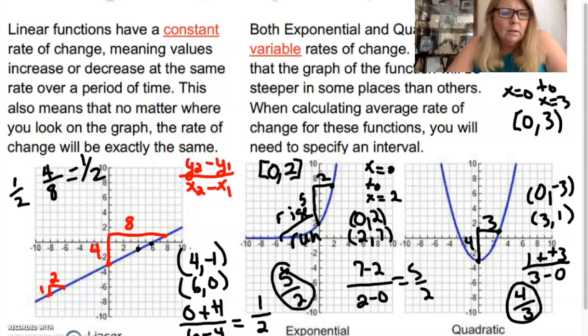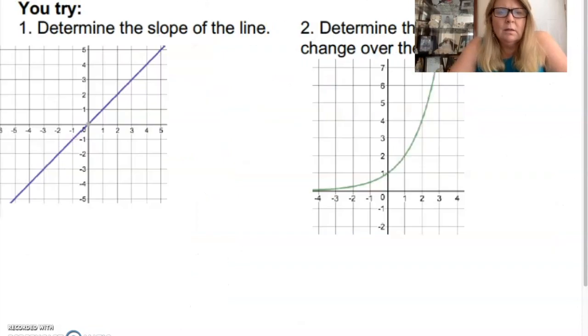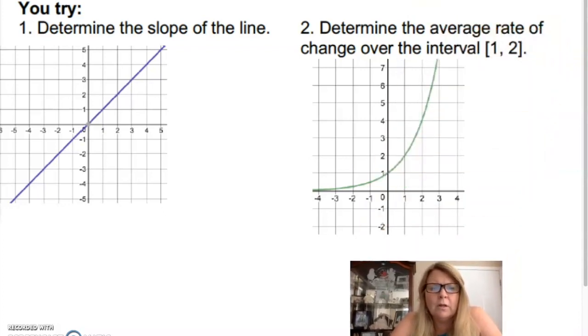Now, let's go to the next one. I think we have 2 for you to try. Don't forget right here, you're going to determine the slope of this line. And over here, this is the interval x is equal to 1 to x is equal to 2. So don't forget that as you're looking through there. That is not a point. Okay, so go ahead, pause and try your U-try.